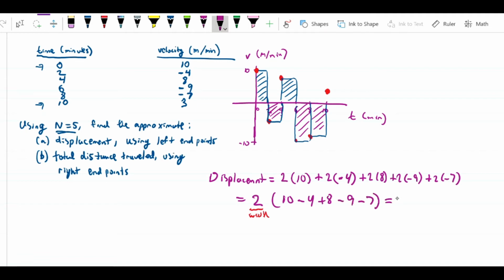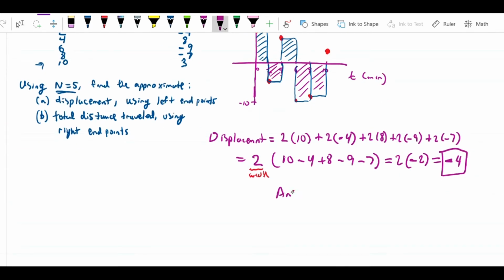When we add all that up, we get 2 times: 10 minus 4 is 6, and 8 is 14, minus 9 is 5, and then minus 7 is negative 2. So we discover that we have a displacement of negative 4. So the answer to this question is negative 4 meters.